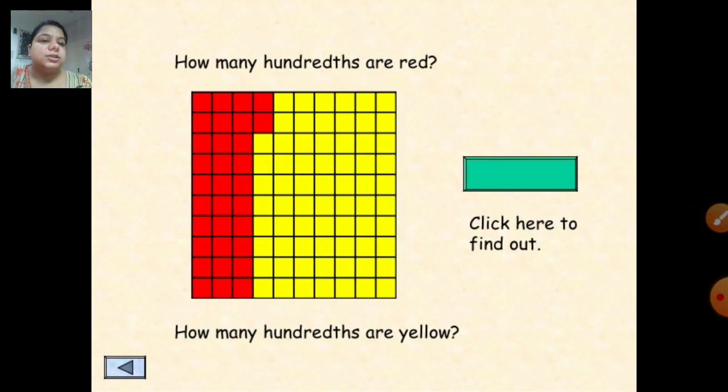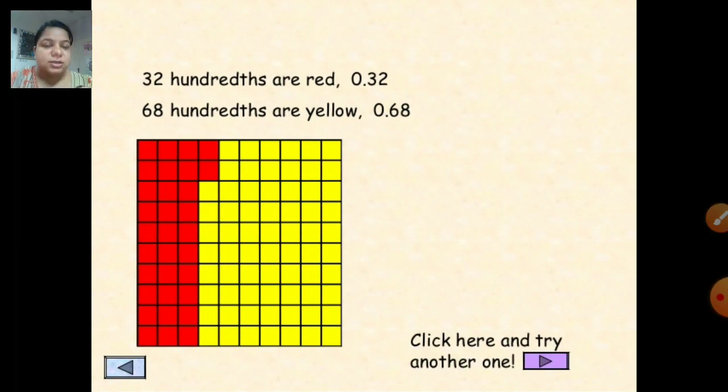Again, now the whole square is divided into hundredths. Just count how many hundredths there are. You can see 10 plus 10 plus 10, 10 full strips are there, right? So 30 and 2, 32 small squares are red. So these are 32 hundredths. So red is 0.32 part of the whole square, and the rest of the 100 squares after 32, 68, are yellow. So 68 hundredths are yellow, which will be written as 0.68, right?